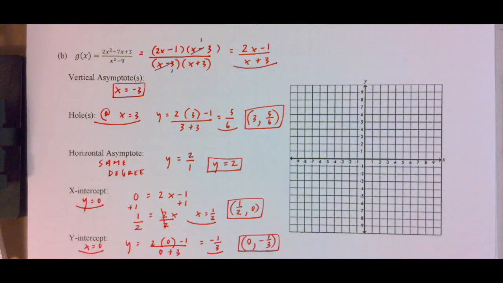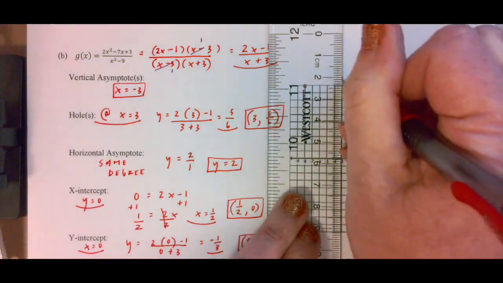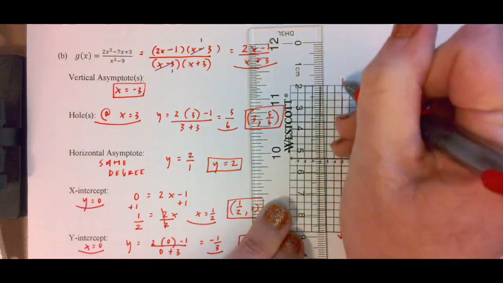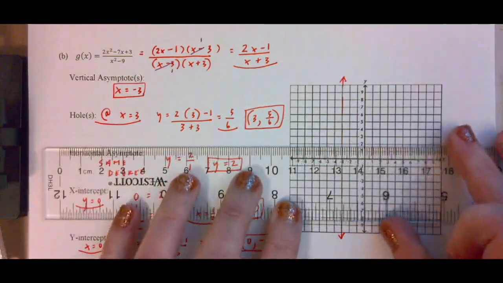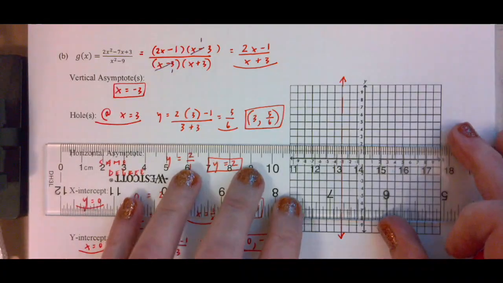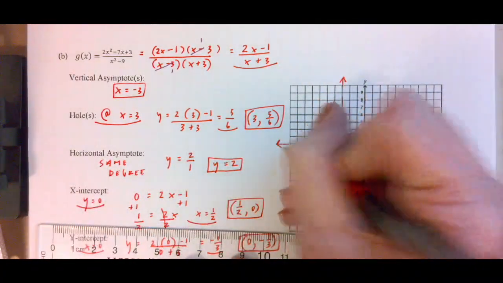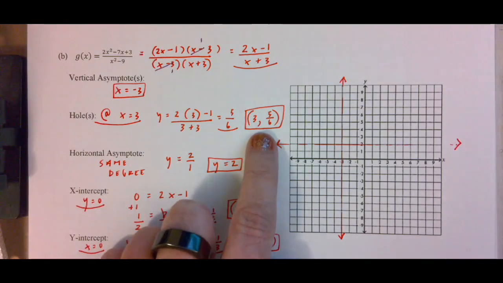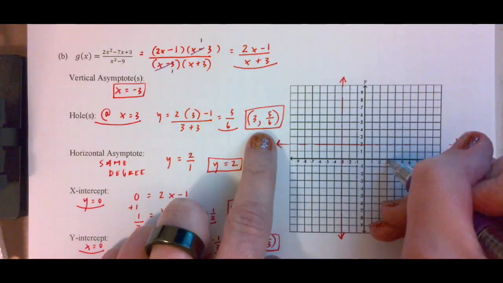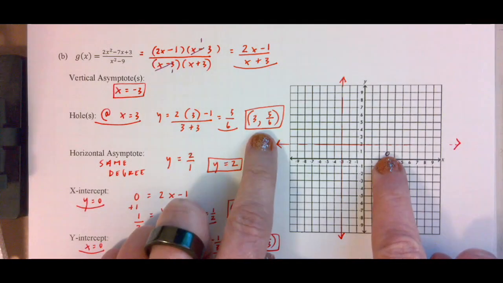So now graph the asymptotes. So x equals -3 is the vertical asymptote. y equals 2 is the horizontal asymptote. Okay, look for the hole next. Here's my hole. So 3 and 5/6 up. So right about there. I'm always making that hole hollow.